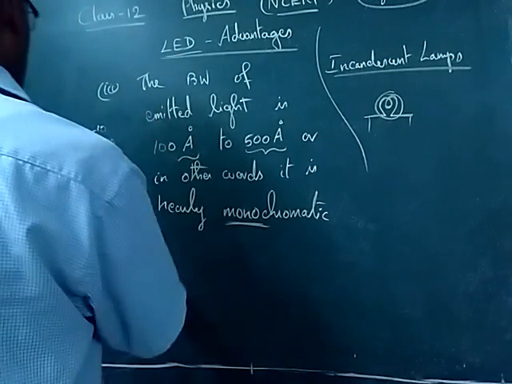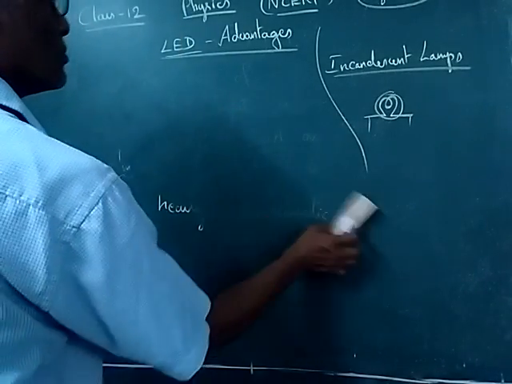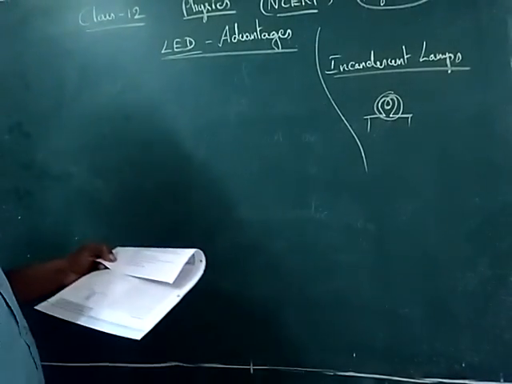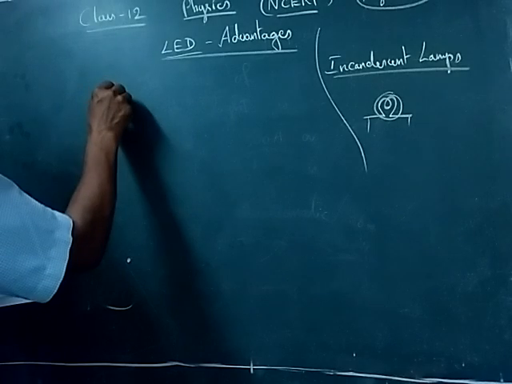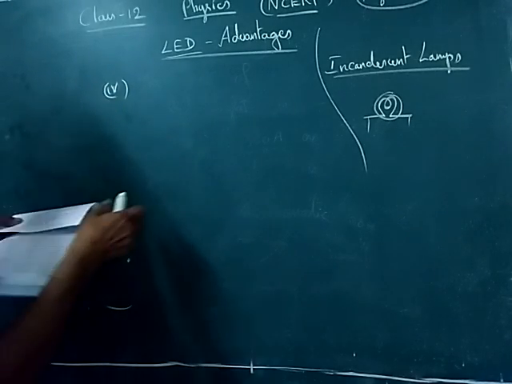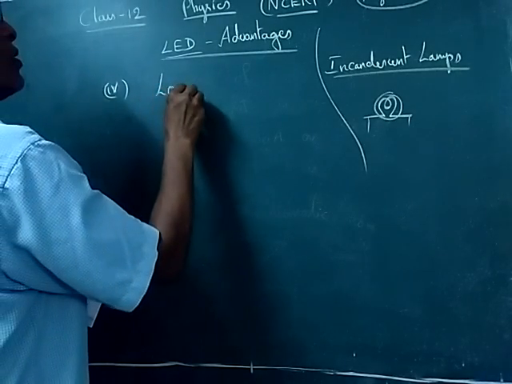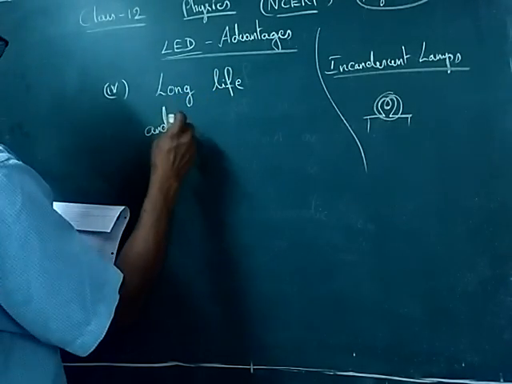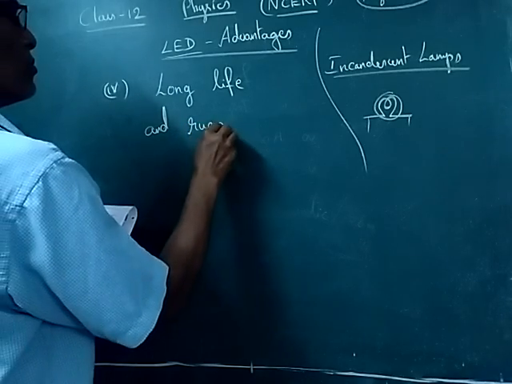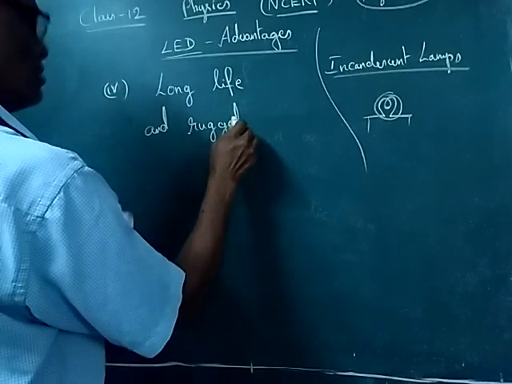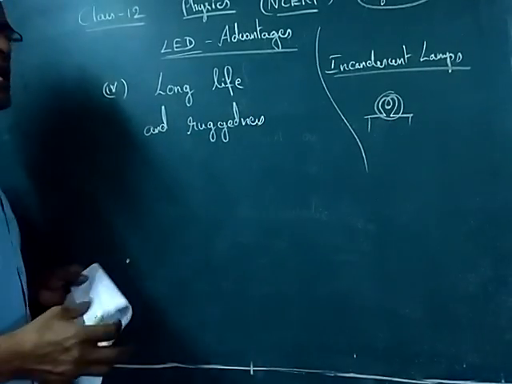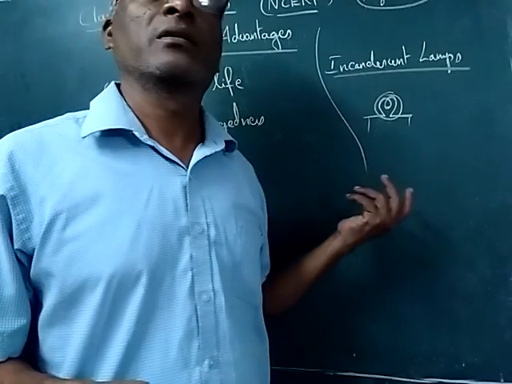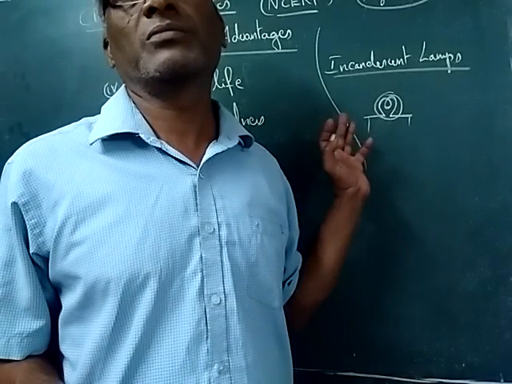Next, fourth point. Fourth point is long life and ruggedness. See, the lifetime of incandescent lamps may be for 6 months or 1 year or maybe 2 years or 3 years maximum.